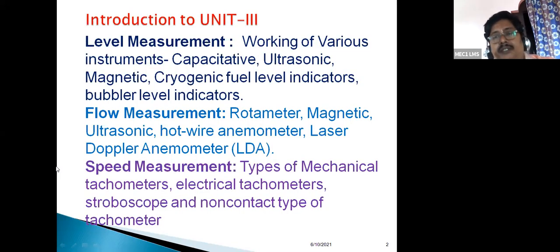See here, first we will go for the introduction of level measurement. In level measurement, we measure the level of a liquid, for example, in a tank. Actually, can anybody define the level? Level. Anybody?